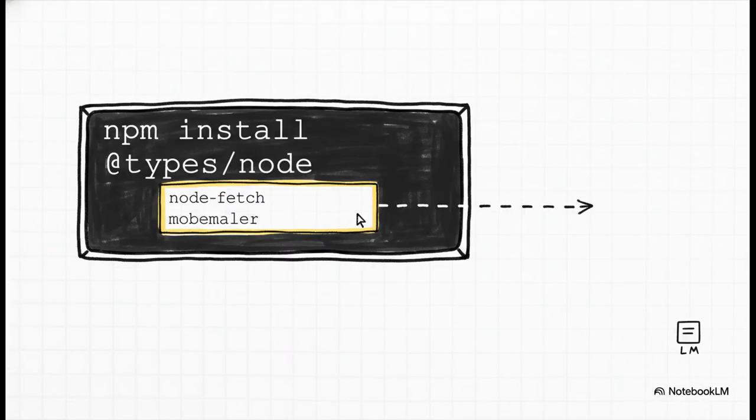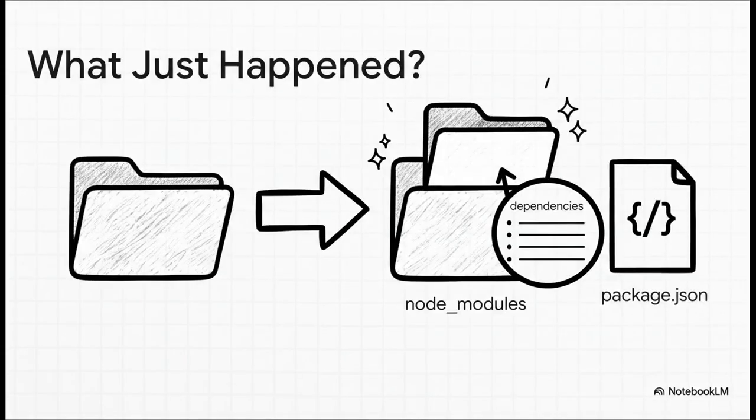So let's install our very first package with npm install @types/node. Now, this specific package helps our code editor understand all the built-in features of Node.js, which just makes our life easier. But what's really important here is to watch what happens in our project folder the second we hit enter on this command. So what just happened?